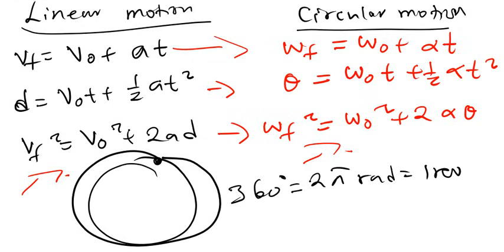Because this is theta, we are talking about the linear displacement. In rad, that is 2 pi.